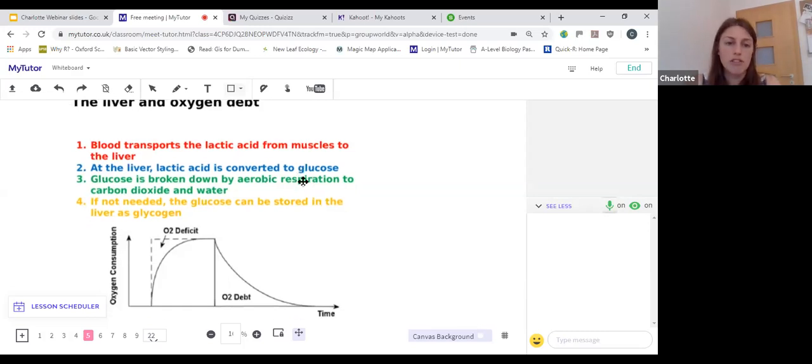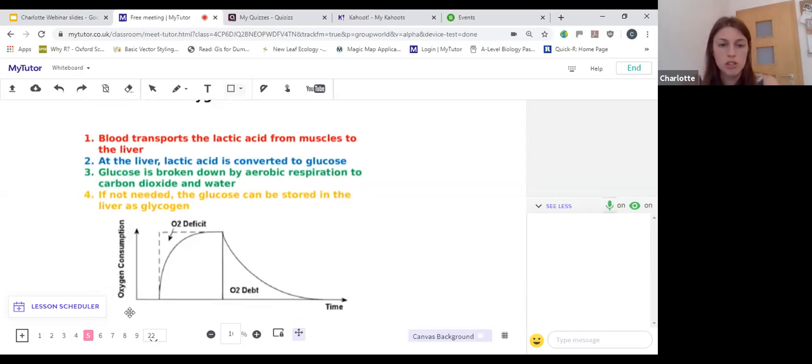Got a good graph here. So you can see oxygen consumption on the y-axis, and then over time. So as we're exercising, we accumulate this oxygen debt, this solid line here. You can see the oxygen deficit there at the top, so that's how much we're short.